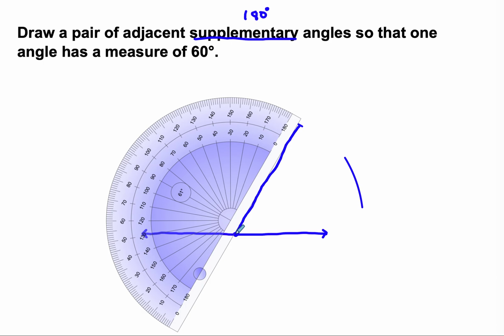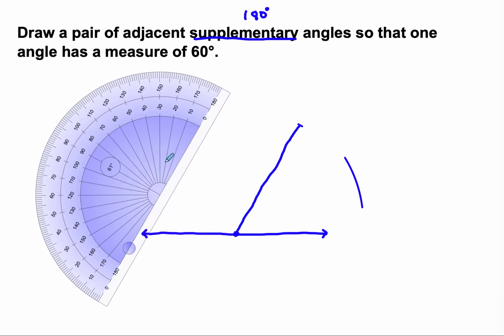Stop right there. We're not doing vertical angles that are diagonal. We're going to do adjacent angles that are next to each other, and we're going to make that into an arrow. 60 degrees. Now it says I need the pair, so I need the other number that's going to equal 180 when it's added to 60.